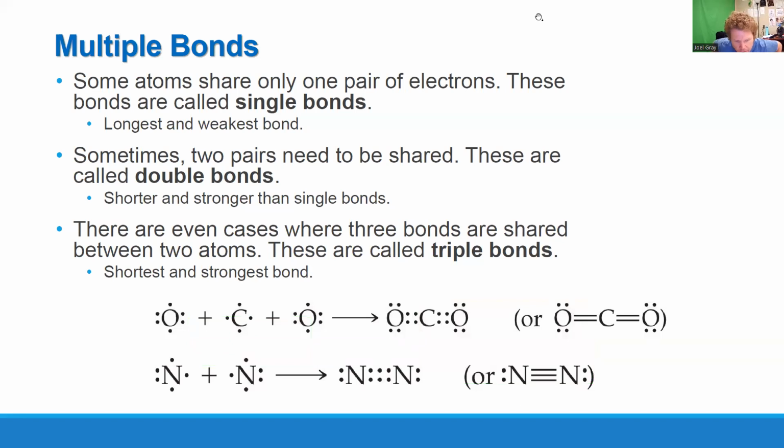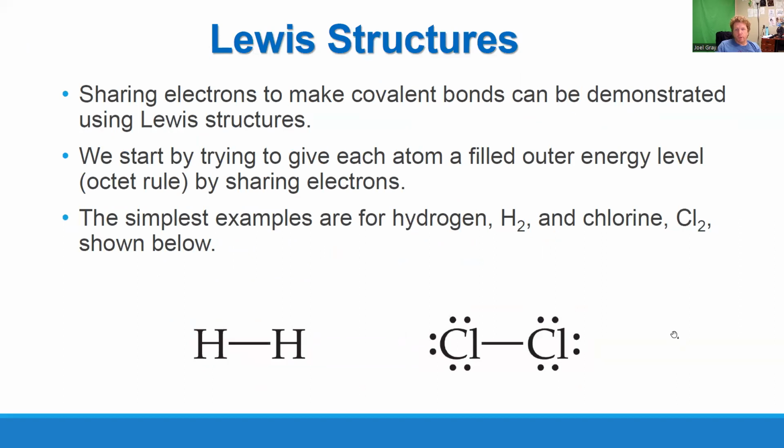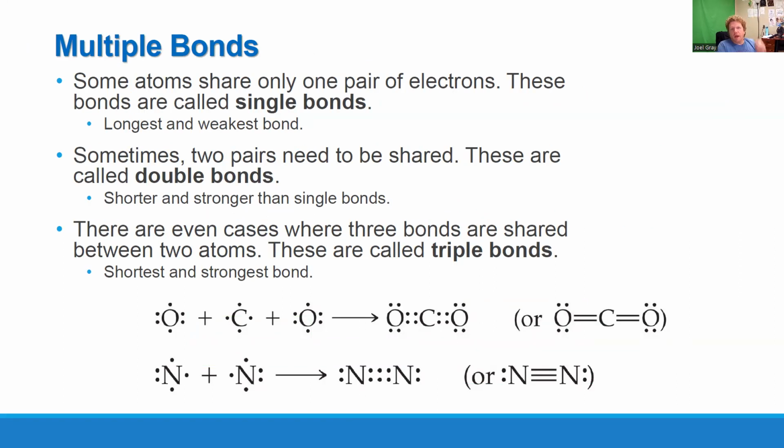Now, in our previous slides, we looked at chlorine. We also, in a much earlier slide, looked at N2 or nitrogen. And there's actually what's known as a triple bond between those two atoms. So some atoms share only one pair of electrons. These are called single bonds. They're reflected by a single line. Sometimes two pairs need to be shared. These are called double bonds. And sometimes, as is the case with nitrogen, N2, there's what's known as a triple bond, where there are a total of 6 electrons ultimately being shared between those two atoms.